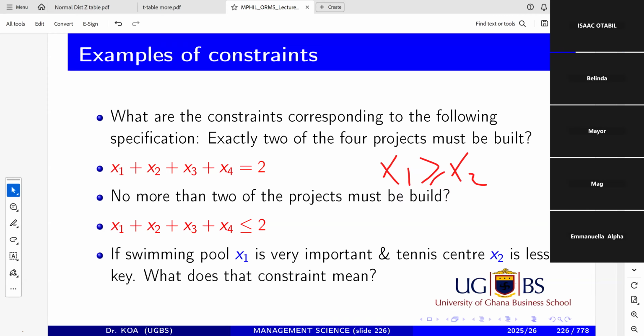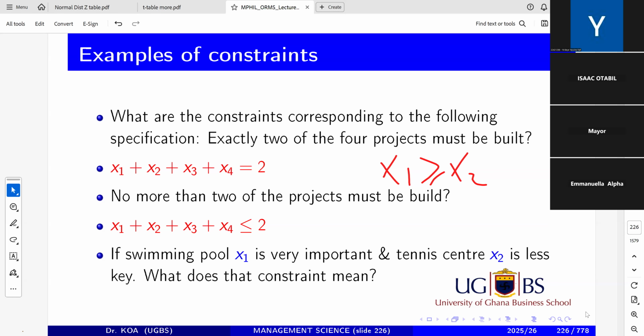So the question again. Mag, let me finish with you. So when the very is attached to X1, I think that's when very important is attached to S1 here. The very is already attached to S1 here. If swimming pool is important and tennis is not important, that is this.